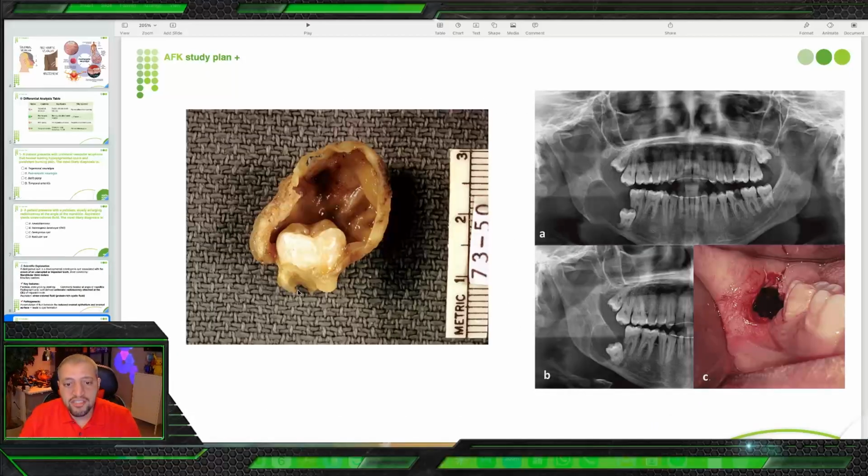Did you see a dentigerous cyst in reality? This is how it looks in reality. Not like everyone sees it in X-ray. This is how it looks in reality. And the treatment for this one is enucleation with extraction of the tooth itself. And as you can see, it's not easy to be done.